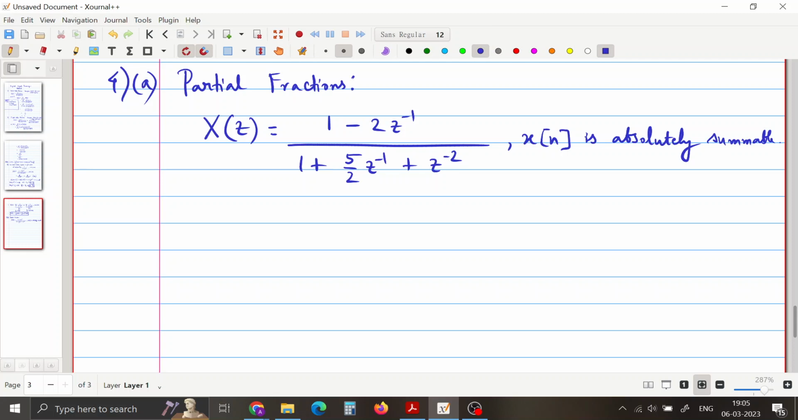So 5 by 2 can be written as a sum of 2 plus half, and that will be actually useful in factorizing this whole expression. So let's write 5 by 2 as 2 plus half. I hope this factorization is not something new to you. You are already aware of it anyways. So 1 plus, I can write it as 2 z inverse plus half z inverse plus z to the power minus 2.